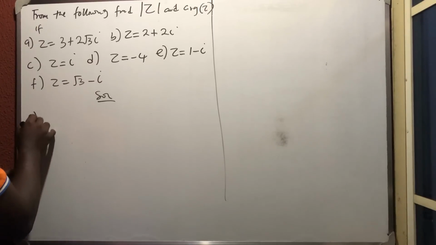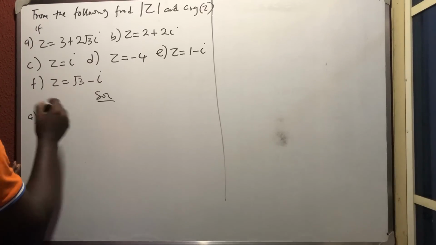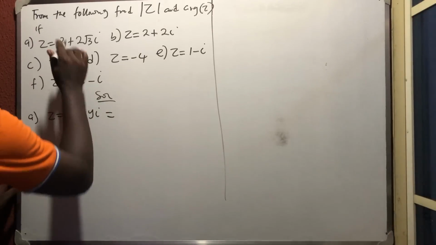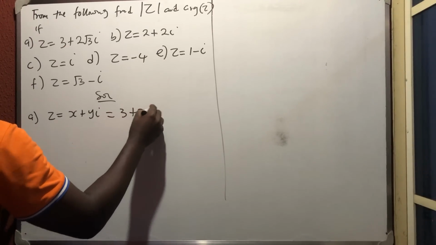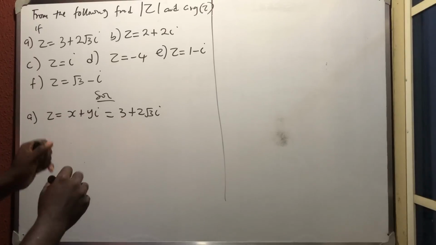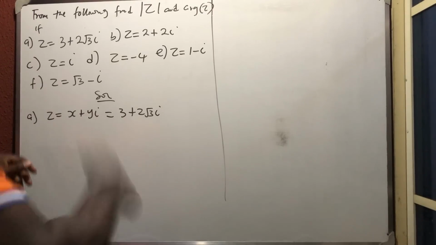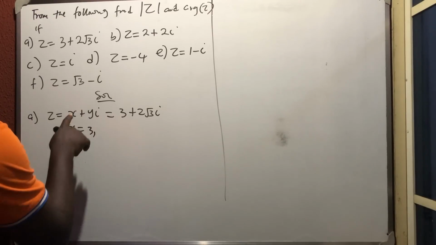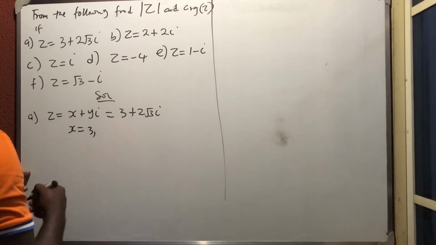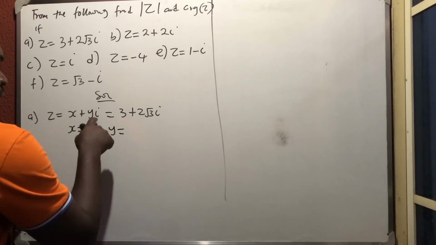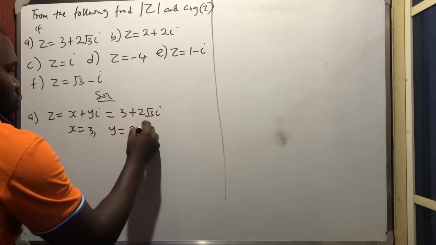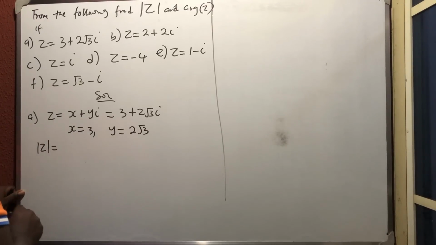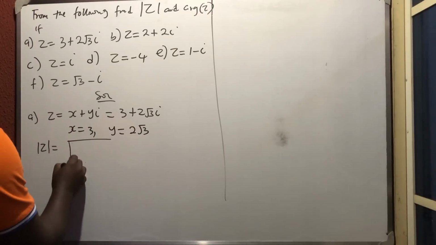For A, they said z is equal to what? In fact, the normal formula is x plus yi, which is what they gave us as 3 plus 2 root 3i. So automatically, our x is 3. Our x is the one that does not have i, which is called the real part. Then my y is the one that has i, which is the imaginary part, which is 2 root 3.